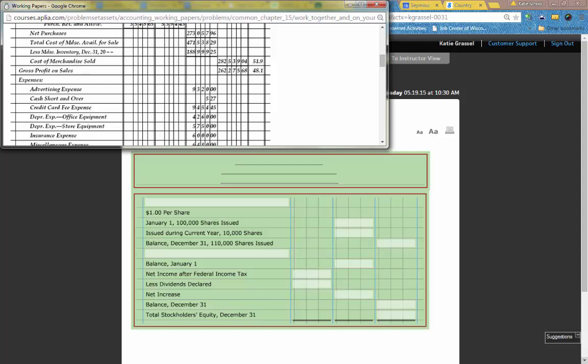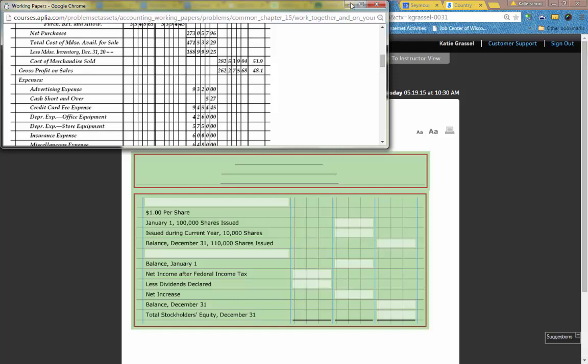Exactly. You have to do your income statement first. That's the first financial statement that has to be done. From that, you take your net income and you divide it between your shareholders. So you can't do your statement of stockholders' equity before you calculate your actual net income.